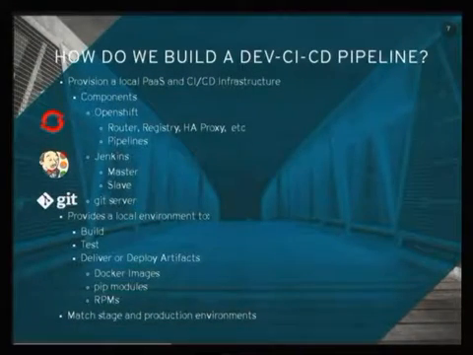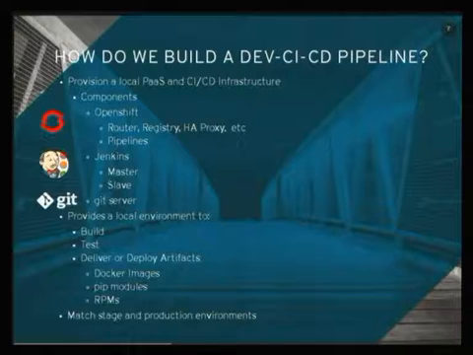So how do we build this? We're going to provision a local PaaS and a CI/CD infrastructure. I know that sounds like a lot, but OpenShift has made that pretty seamless at this point. OpenShift is composed of a router, registry, HAProxy. They already have a concept of pipelines, and that integrates and matches up with Jenkins pipelines. So that work has already been done. I'm going to show that in the demo.